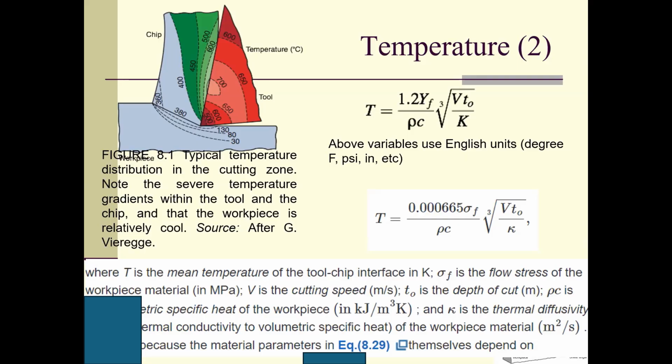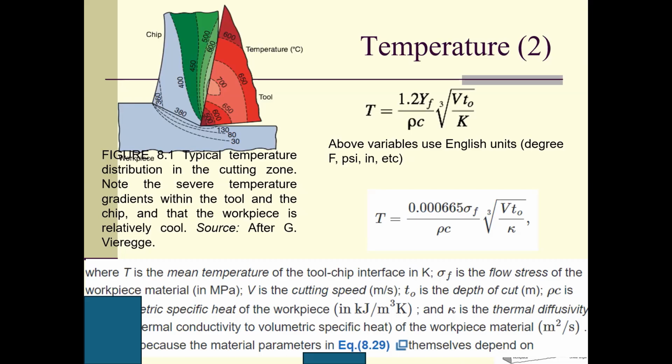Here is another equation. This equation is given in the 5th edition. I will not say which one is correct and which one is wrong. Both of them are correct. But this one is in English units. For example, T is in degree F. If we use this equation, your units must be consistent. In the United States and in the UK, people use degree F to label the temperature.